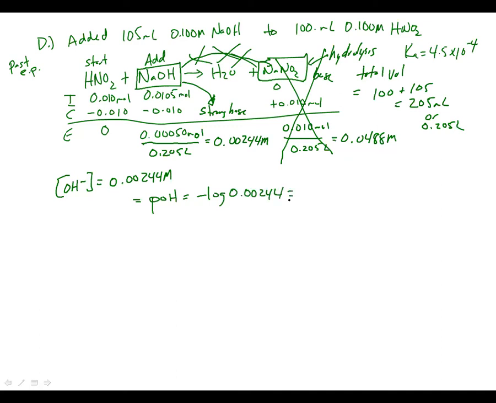And if we do that, minus the log of 0.00244, we get a pOH of 2.61. And again, if for some reason you thought that that was the pH, it should not make sense to you because clearly at this point, we're just dumping strong base in there. We're adding a lot of hydroxide very quickly. And that's why we see that jump in pH usually after the equivalence point. So to get to our pH, we do need to subtract from 14. And if we do that, looks like it's 11.39, which definitely is basic here.